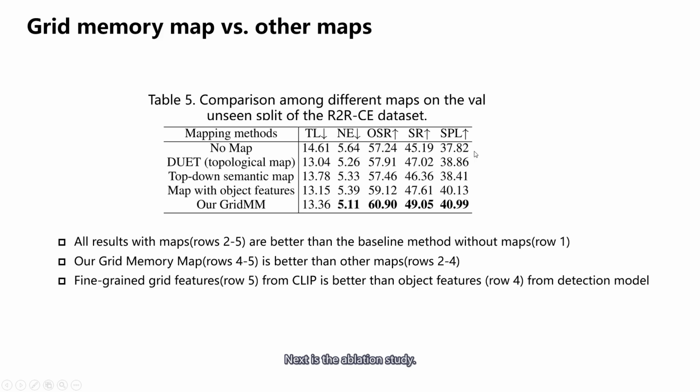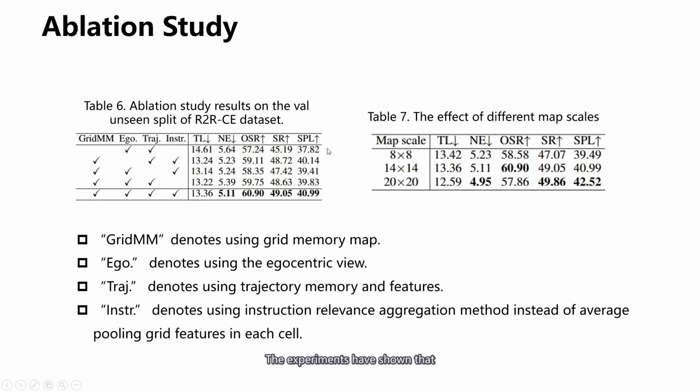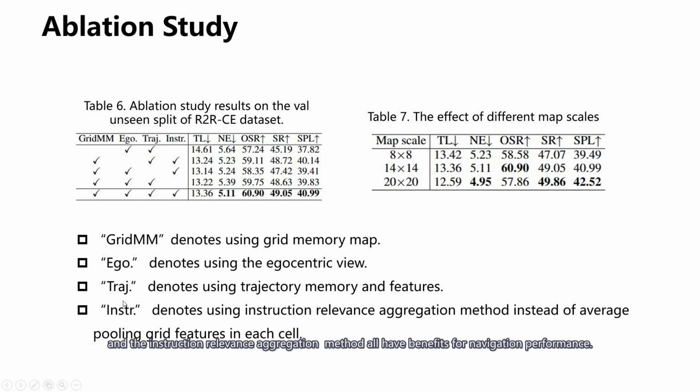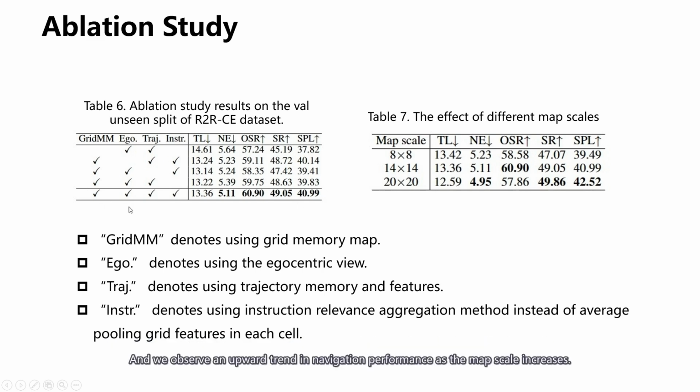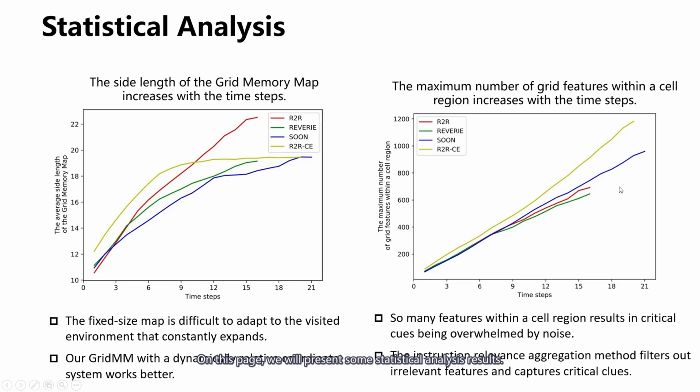Next is the ablation study. The experiments have shown that the grid memory map, egocentric view, trajectory information, and the instruction relevance aggregation method all have benefits for navigation performance. And we observe an upward trend in navigation performance as the map scale increases. On this page, we will present some statistical analysis results.